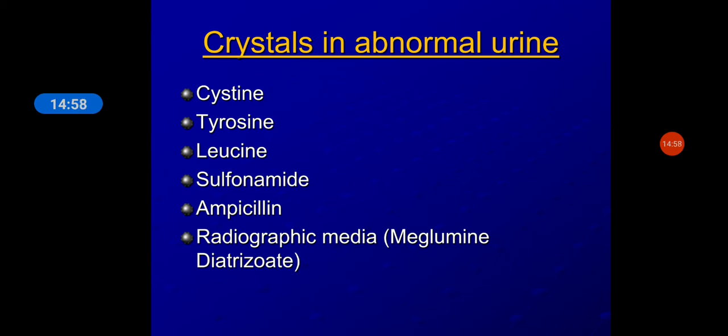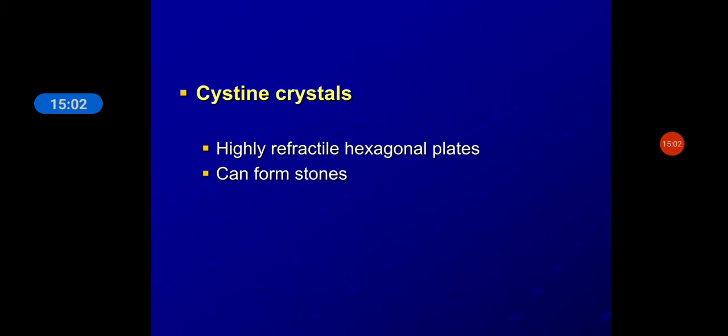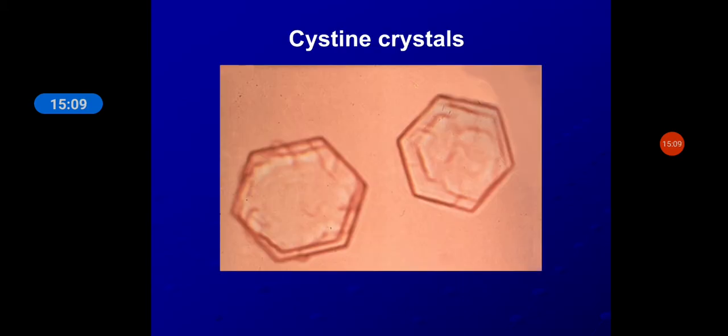Okay, these are the crystals present in abnormal urine. Let's see cystine crystals. They are highly refractile, and they can easily form stones, usually hexagon in shape. See, that is a hexagon shape.